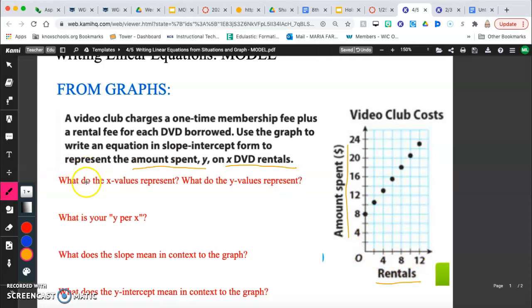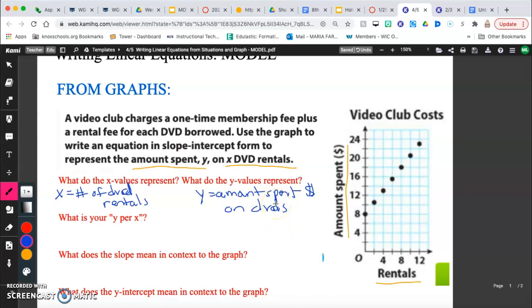So when we say what do the X values represent, that's what we're looking for. We're looking for what is the context of that X. Our X is the number of DVD rentals. And what do the Y values represent? Our Y represents the amount spent on DVDs.